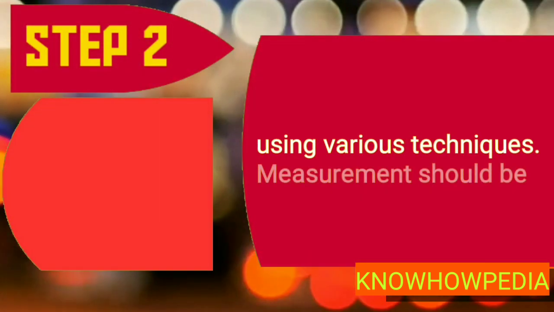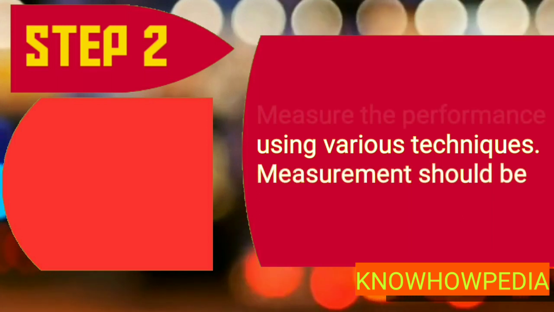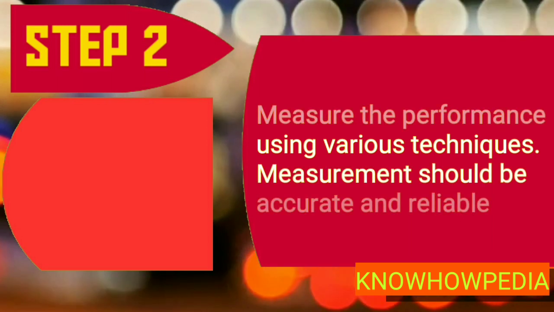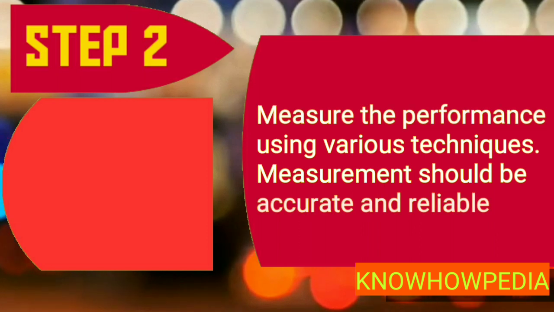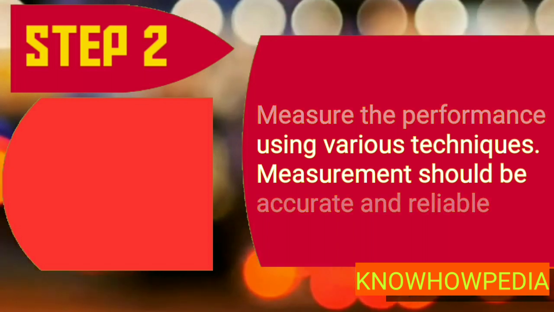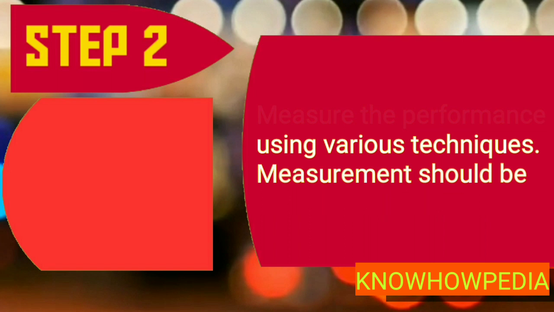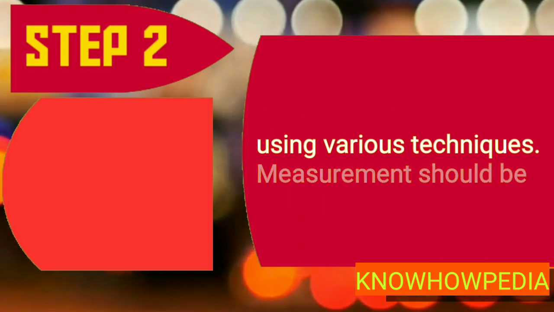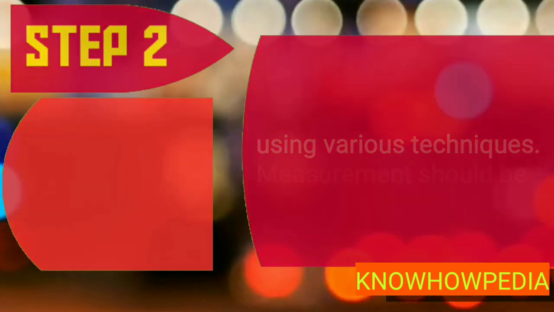Step number 2 is about measuring the performance. Once we set the standards, it is time to measure the performance of the individuals using various techniques and methods, making sure that all the data collected during this phase is accurate and reliable. In the second step, we measure the performance. That is nothing but actual performance.